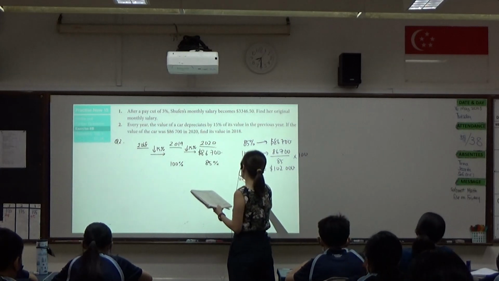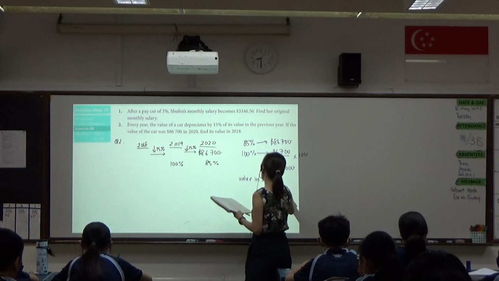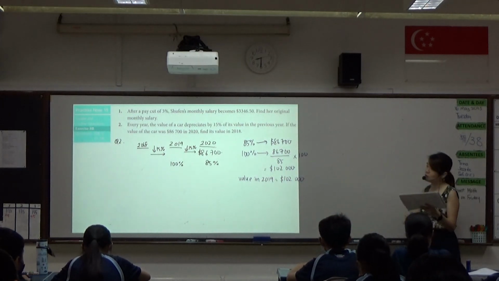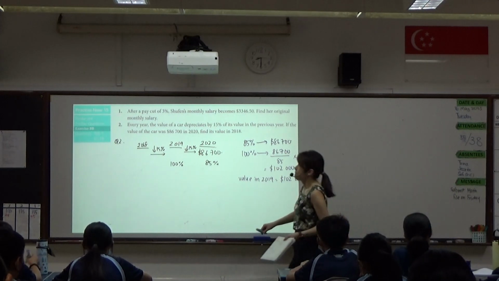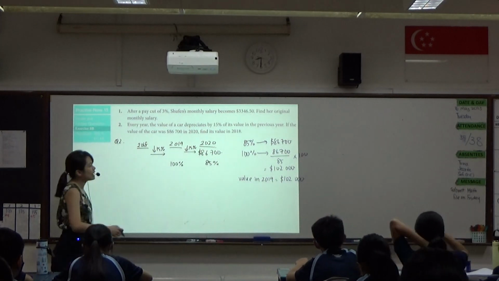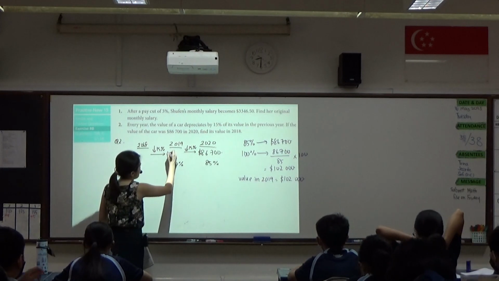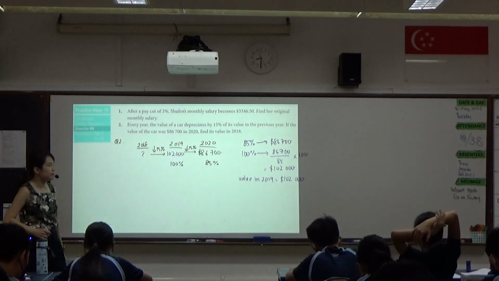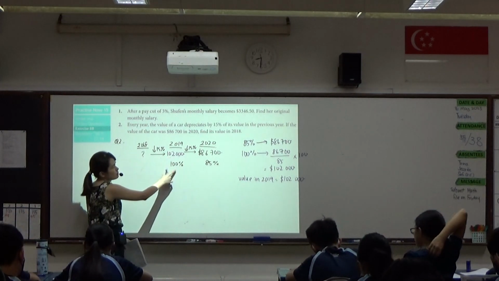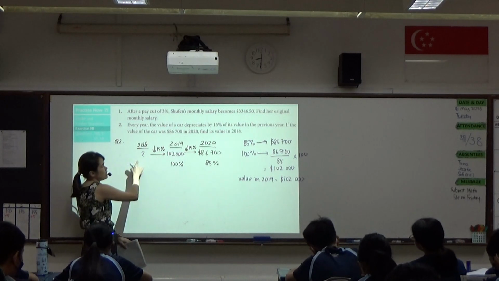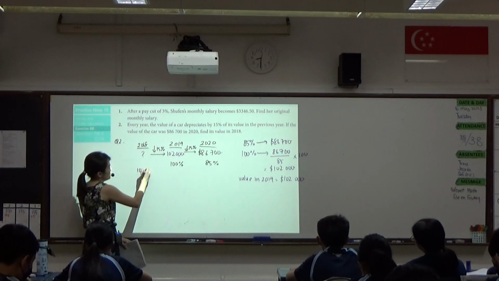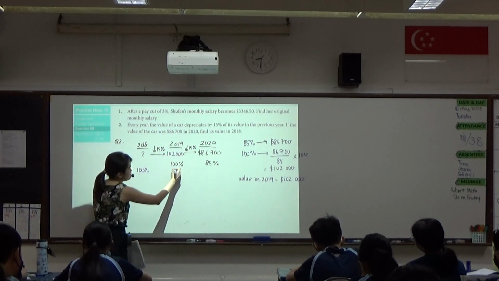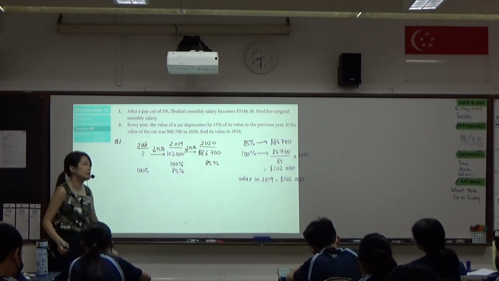So value in 2019 will be 102,000. Okay. And then we recalibrate again. Since we know this is $102,000, we are trying to find out what is 2018. Okay. But this cannot be 100% anymore because the percentage change is such that this is supposed to be my base value of 100, and this 102,000 will have to now be my 85%.